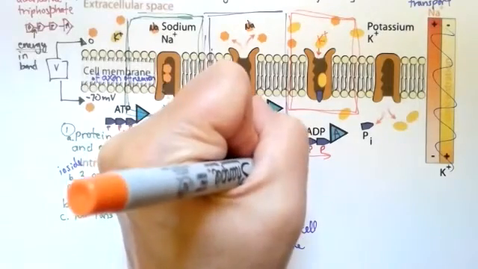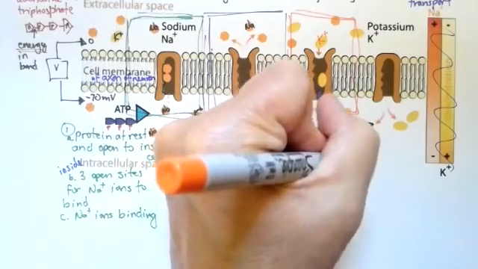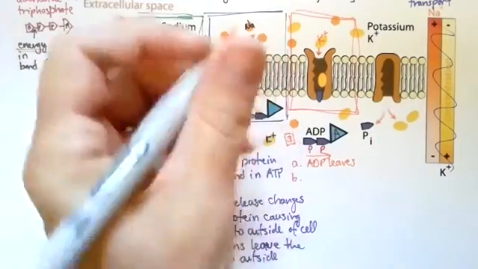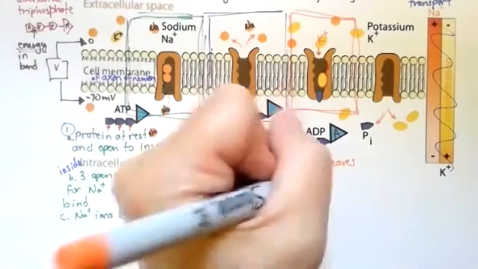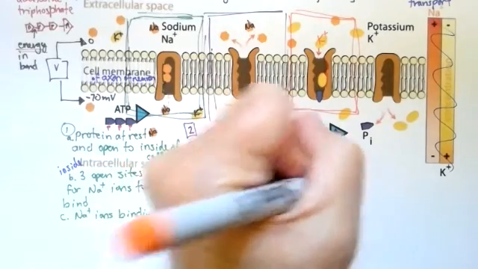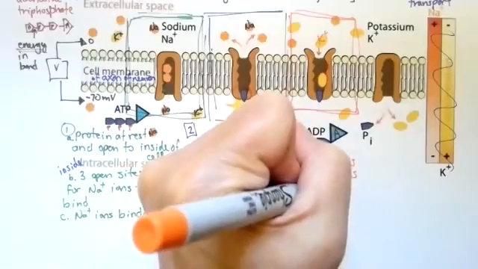So for frame 3, the ADP leaves, and there's binding sites for 2 potassium ions. So we get 2 potassium ions enter and bind.